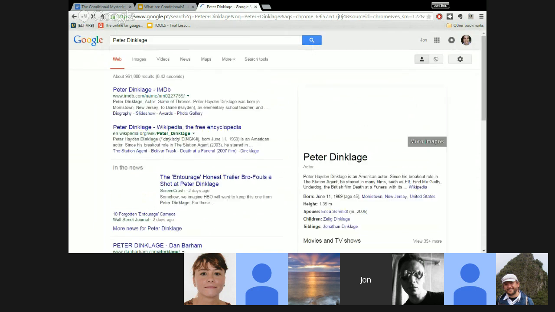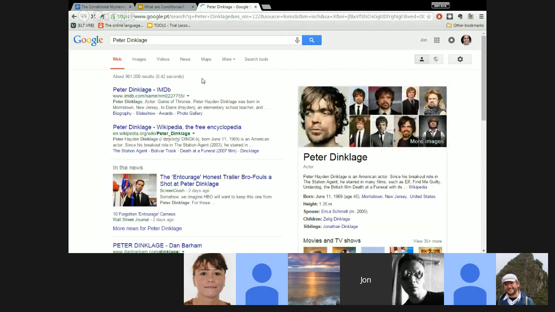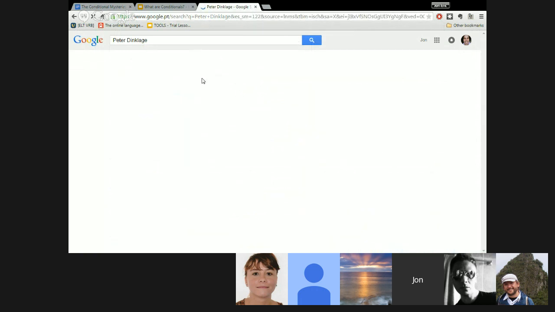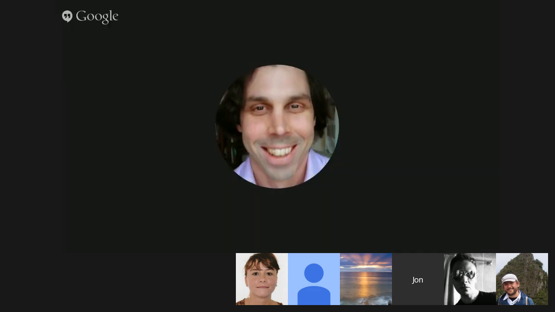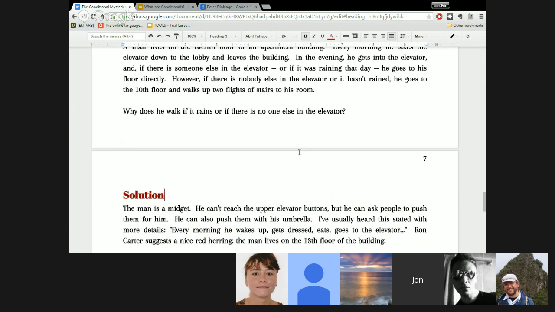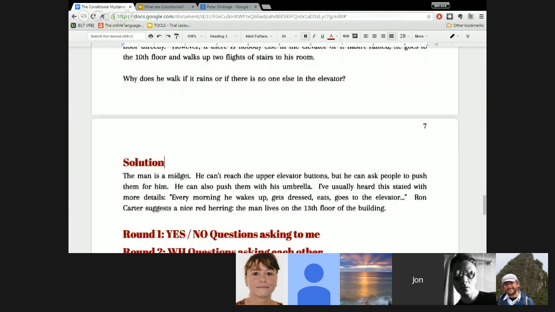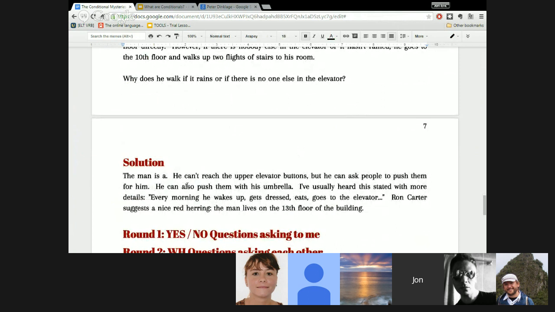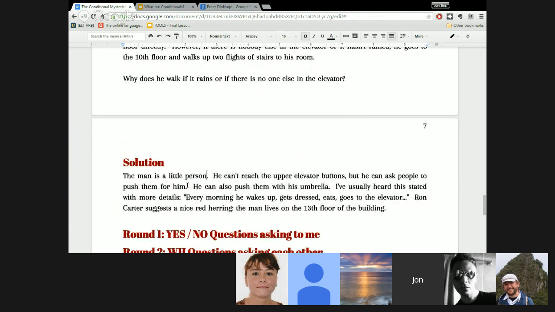And so, Sandra, what does he do with the umbrella? Reach the button. He can't reach the 12th floor, right? Only when it rains can he get home. And that is the mystery solved. The mystery of the man on the 12th floor. He is a midget. We don't say midget, by the way. That's politically incorrect. Now we say he is a small person. Or, no, I think they say little people. He is a little person is the politically correct term.